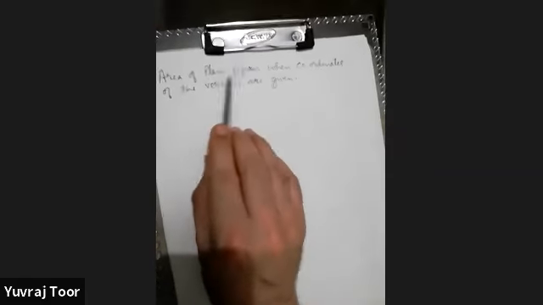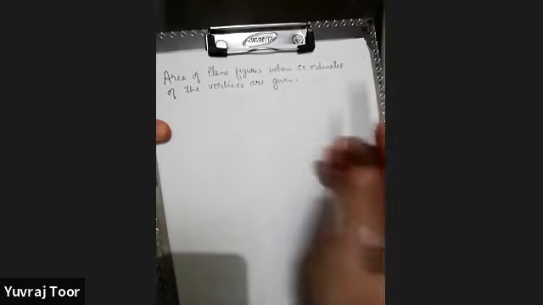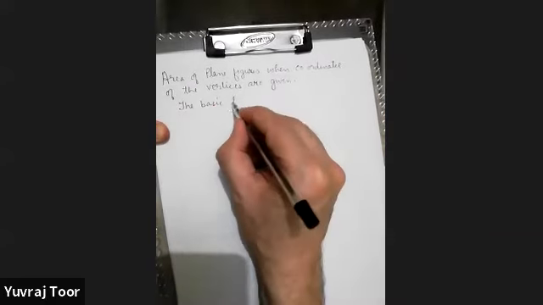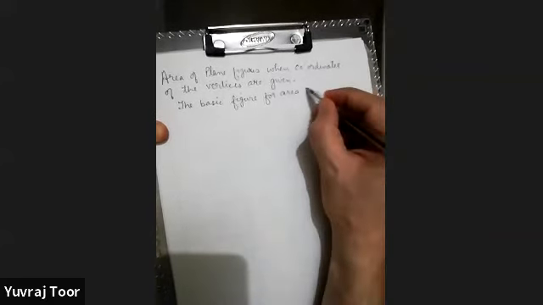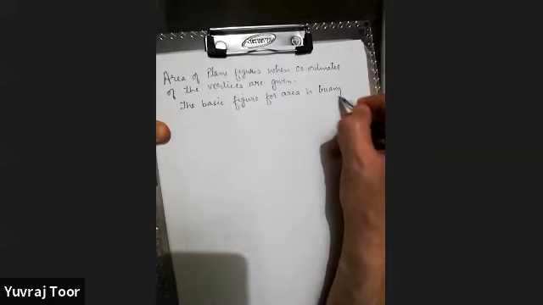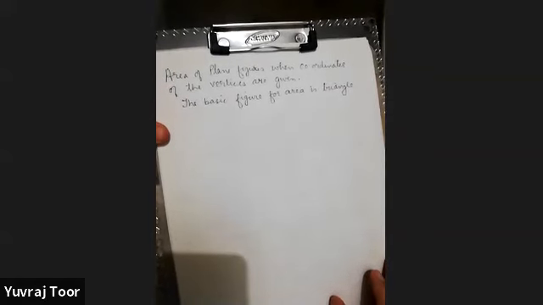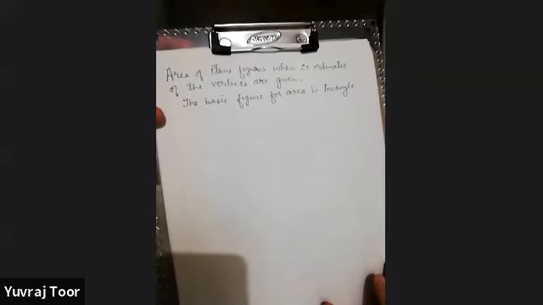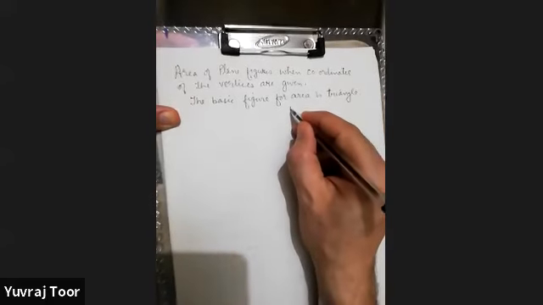Calculating the area of plane figures when coordinates of the vertices are given. The basic figure for area is the triangle. So if you can calculate the area of a triangle, then if you have a polygon, any sided figure except the circle because it doesn't have sides, then you can calculate the area of any plane figure. So let us see how we can do that.